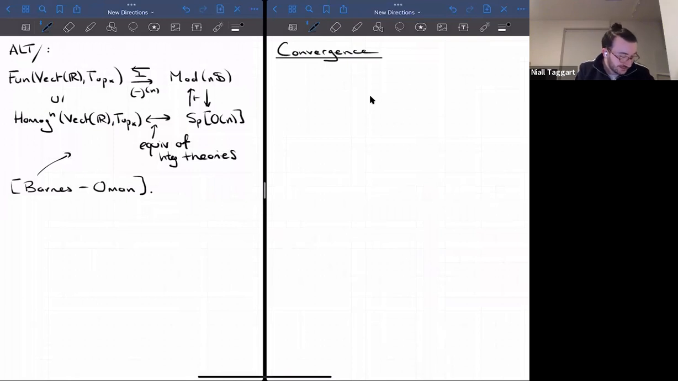So very little exists in the literature about convergence of these things. But there is some kind of initial steps towards understanding it better. So we want to know when the map from F to the limit of its tower is an equivalence.